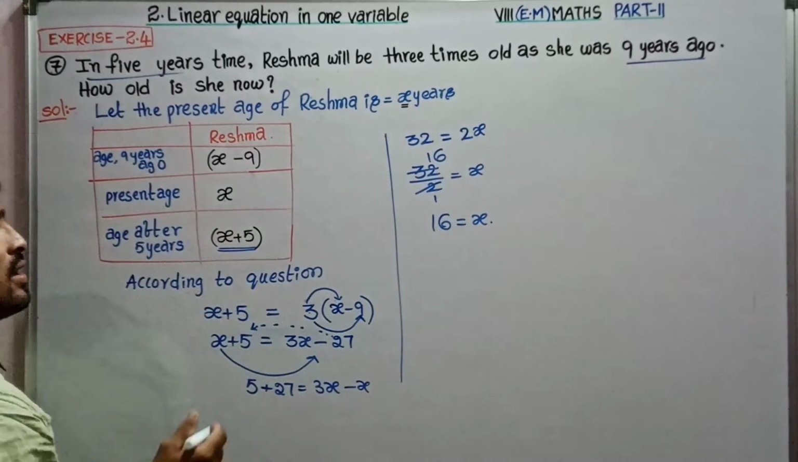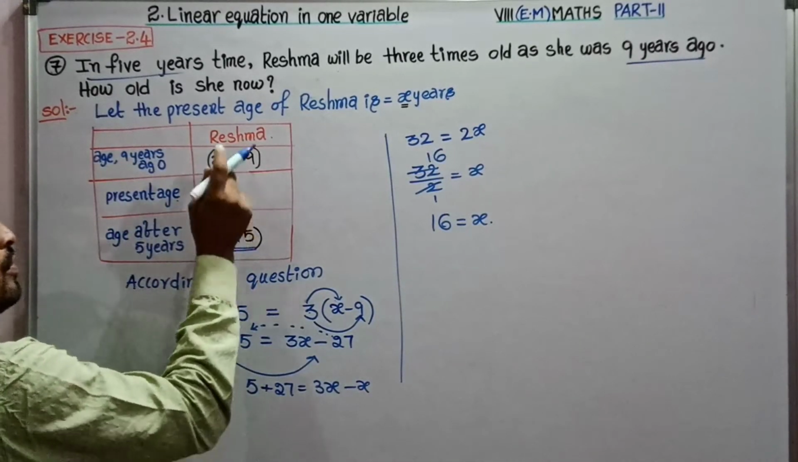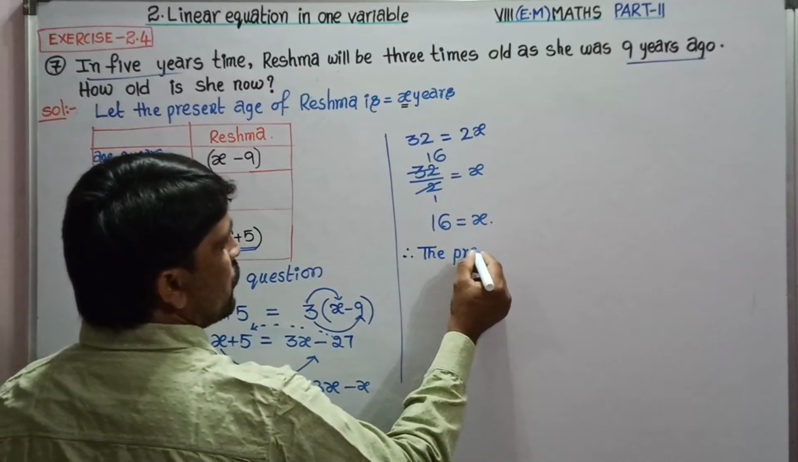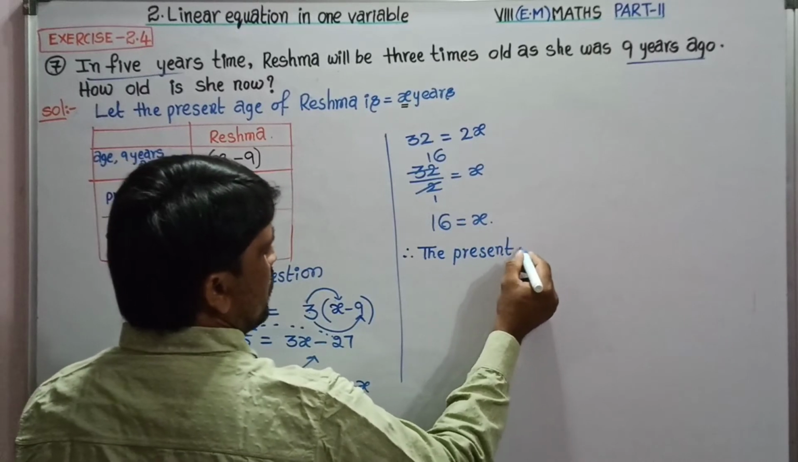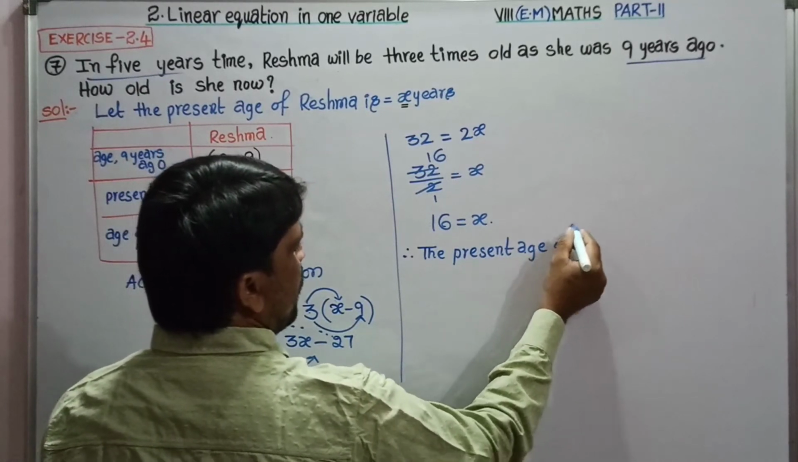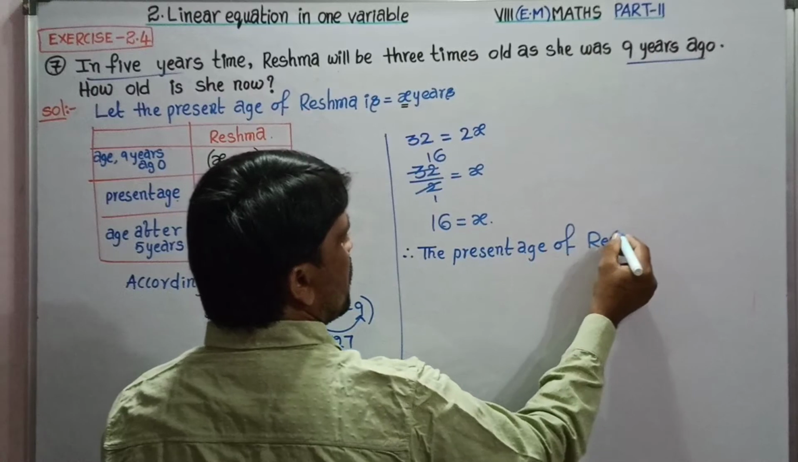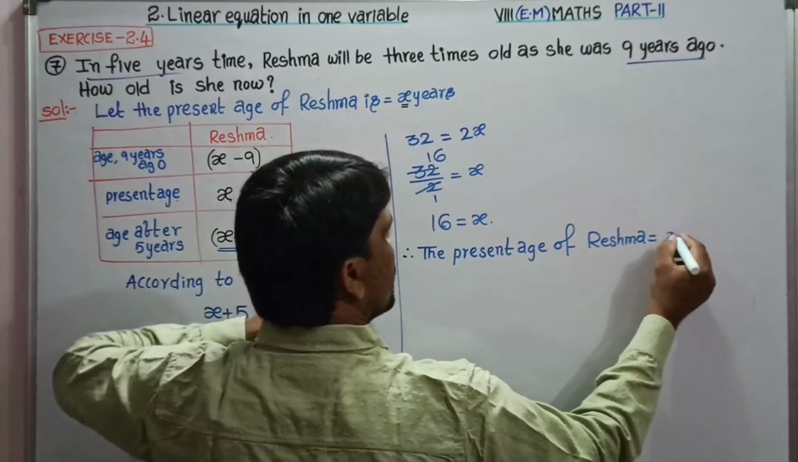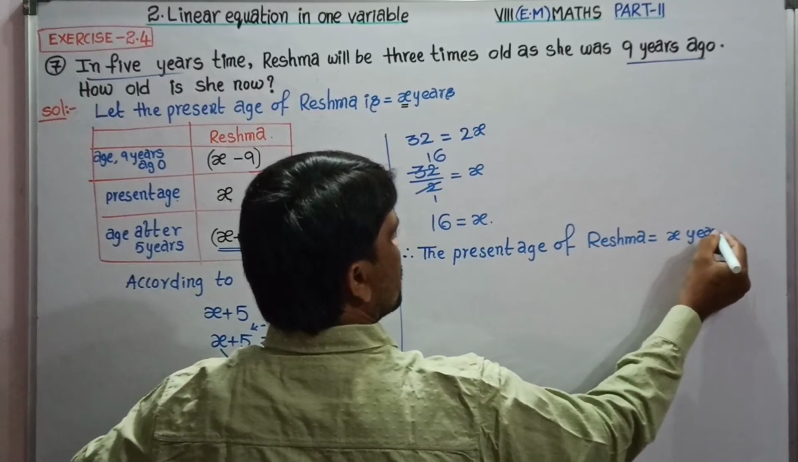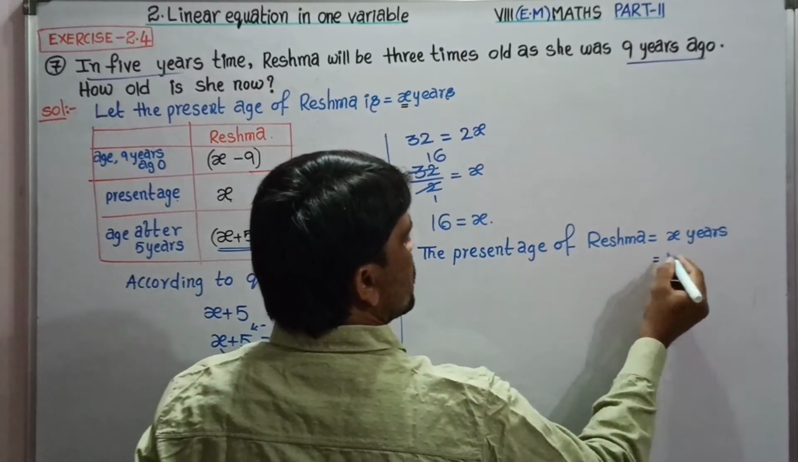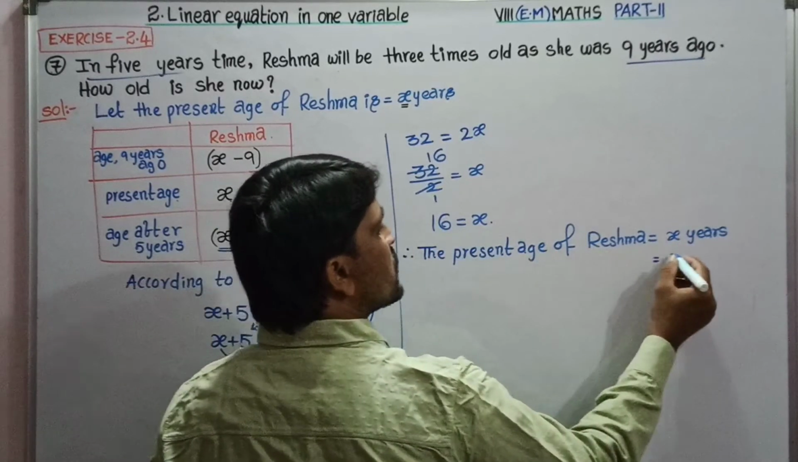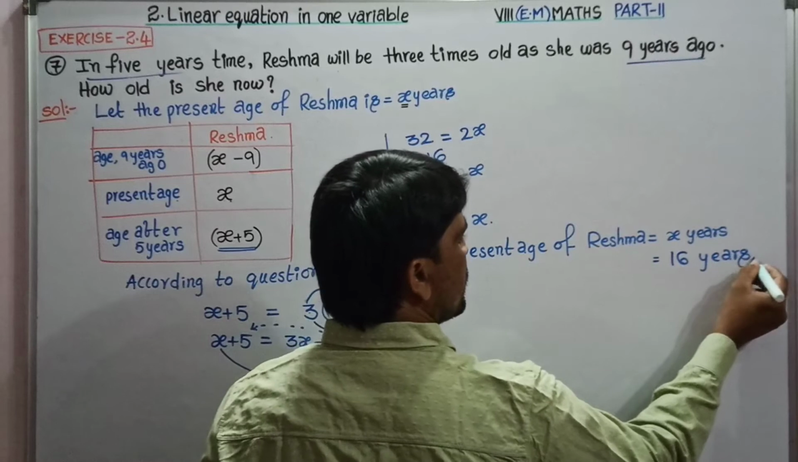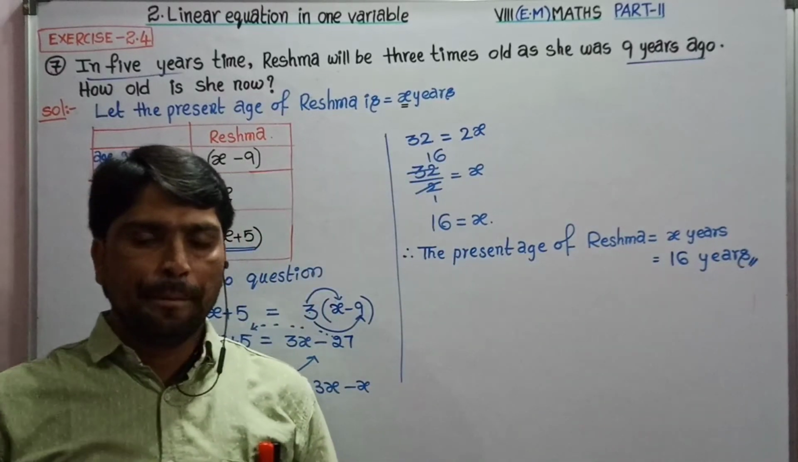So what is our x? x is the present age of Reshma. Therefore, the present age of Reshma is x years. Now substitute the x value, 16. So the present age of Reshma is 16 years.